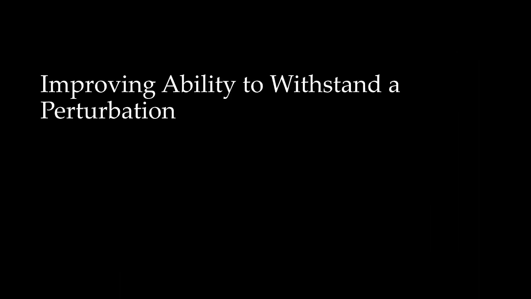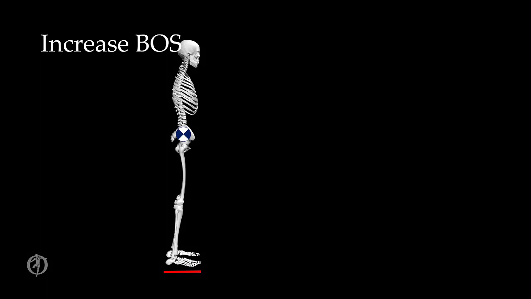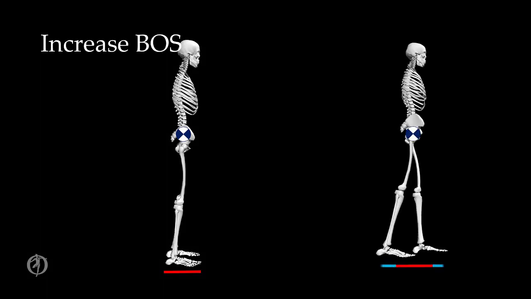Let's now discuss ways that we can improve our ability to withstand a perturbation, keeping with our example of the anterior-posterior direction for quiet standing. First, we can lower our center of gravity. If our center of gravity is lower, we can project our center of gravity farther anteriorly or posteriorly for the same angle of sway. Second, we can increase our base of support. If we increase our base of support, we can potentially increase our angle of sway and project our center of gravity further in an anterior or posterior direction.